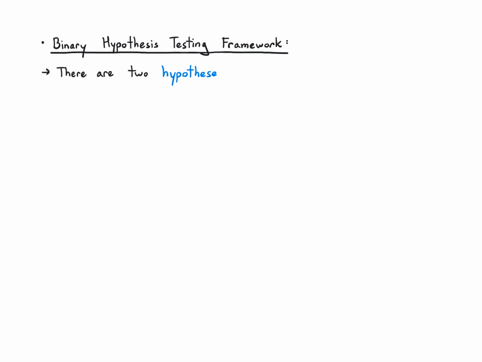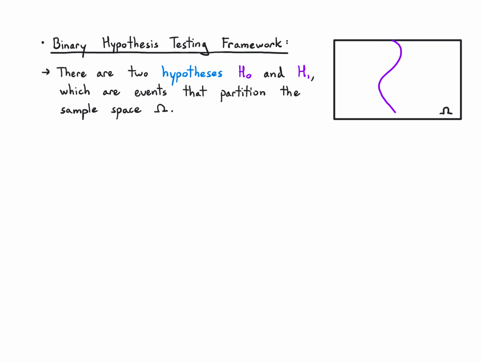We're going to need to define a few new terms. There are going to be two hypotheses, and we're going to call them H0 and H1. You could call these whatever you like, but this is a pretty common choice in the literature, so it's good to see it. These are just going to be events, all right? And they are going to partition the underlying sample space, omega. So here is my partition. I have this red and blue region, so one is H0 and the other one is H1. I'm just trying to abstractly draw what this looks like for you.